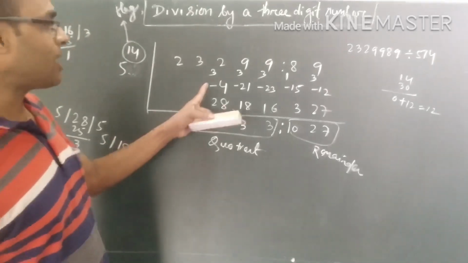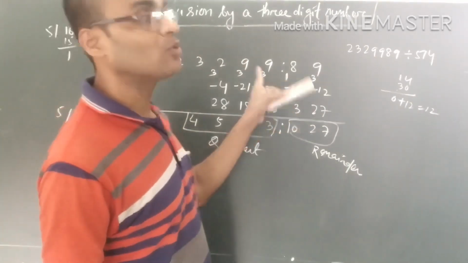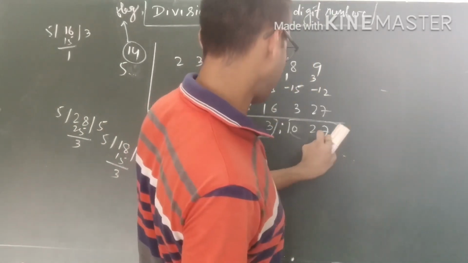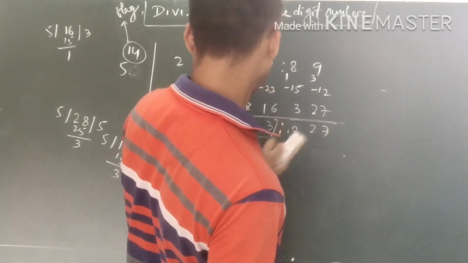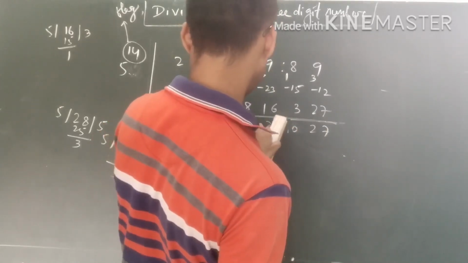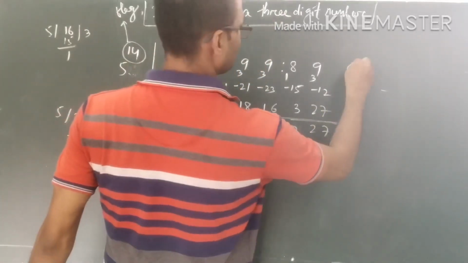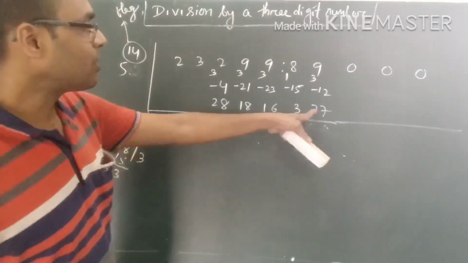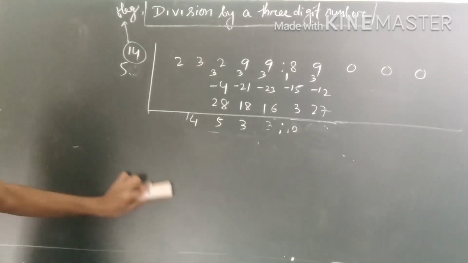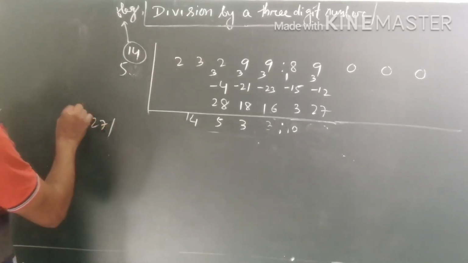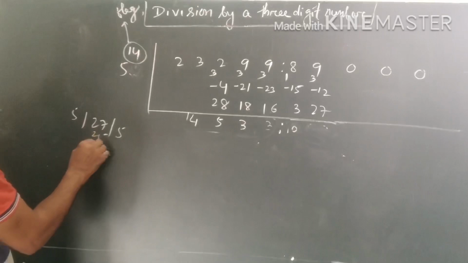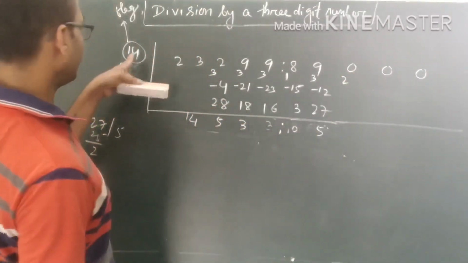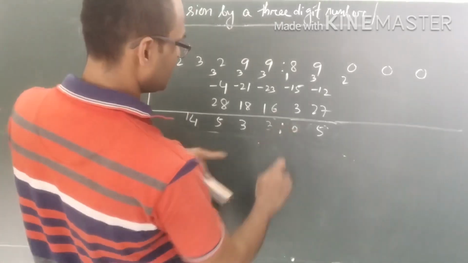Suppose some person wants to find the division up to decimal places, then he or she has to proceed with this step indefinitely like this. Just put a sufficient number of zeros and proceed as it is. Now 27 divided by 5. 5 into 5 is 25. Remainder is 2. So put 5 here, put 2 here.